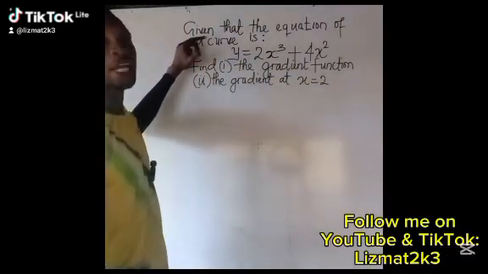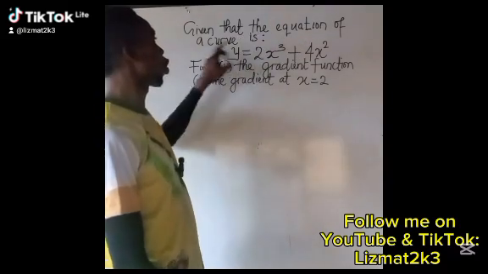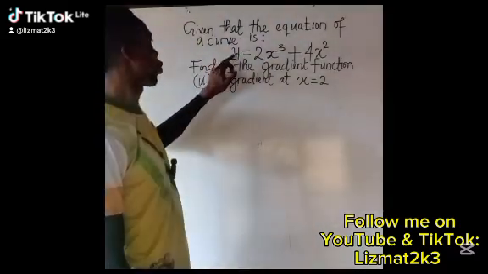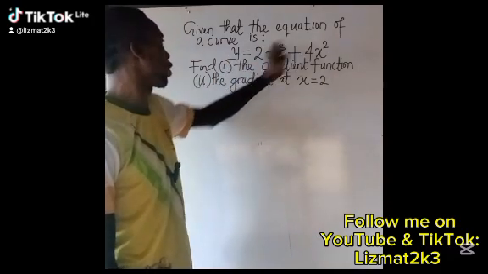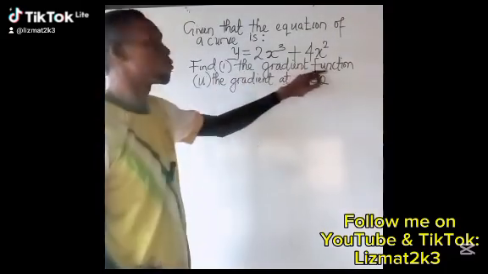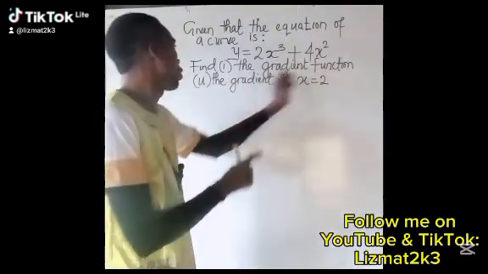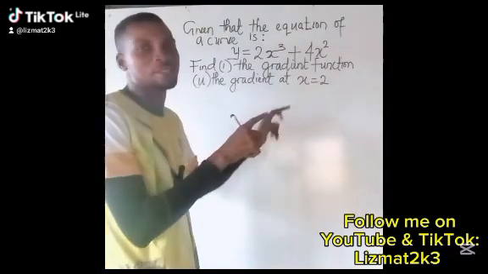We have a question, and the question says, given that the equation of a curve is this, you know, a curve, right? So this is the curve. The curve is y equals 2x raised to the power 3 plus 4x squared. Now we have to find, number one, the gradient function of this curve, and also we have to find the gradient at x equals 2.